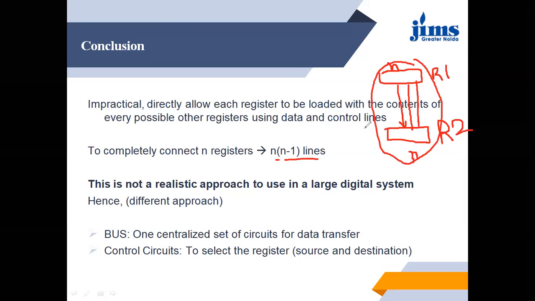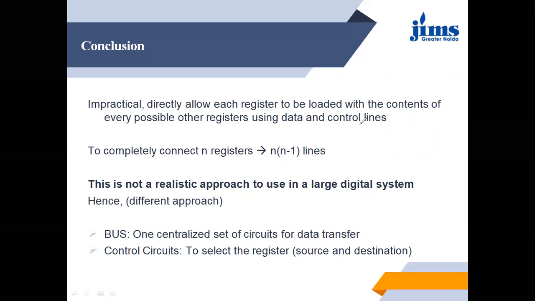So in short, when we have n number of registers, to connect those registers completely we need n into n minus 1 lines. So it's not possible. It's not a realistic approach.